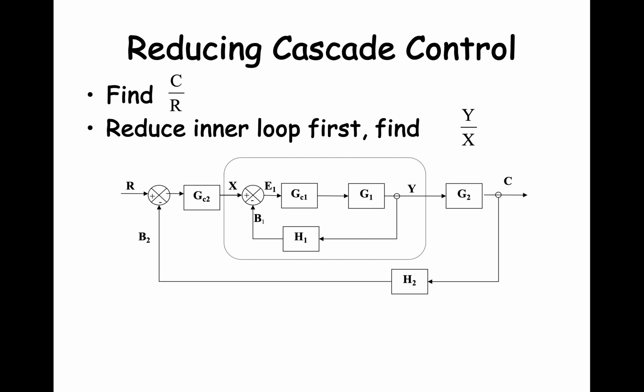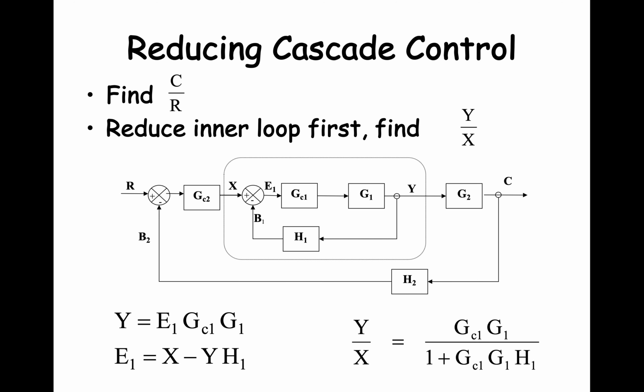Our ultimate goal is to find the overall transfer function for the two loop system, C over R. The first step will be to reduce or eliminate the inner loop. So we want to find the transfer function y over x. Y is the output function for the inner loop, and x is the input function for the inner loop. If we write the transfer functions, starting at the output, we can write that y, the output function, equals E1 times GC1 times G1. Then we can write that E1 equals x minus y times H1.